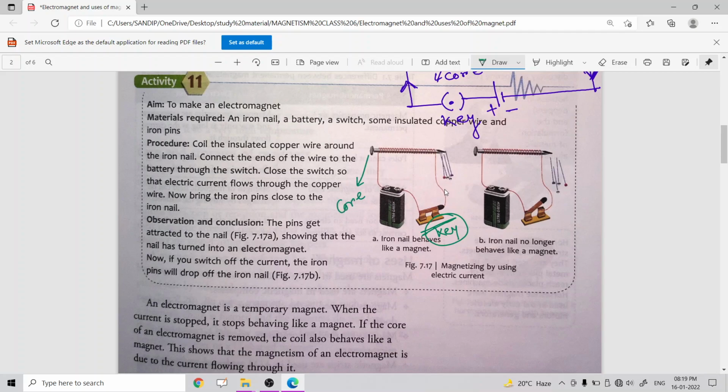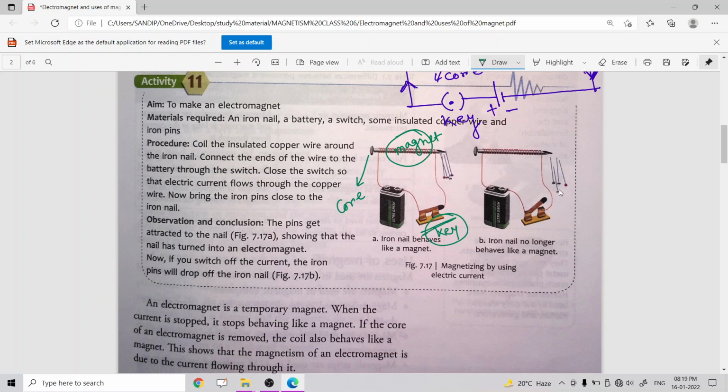In this case, this part behaves as a magnet, which is why the iron nails are attracted by this magnet, a temporary magnet. But for the second part, no current flows through this circuit, so it is demagnetized, and there is no attraction between the iron nails and the pin.